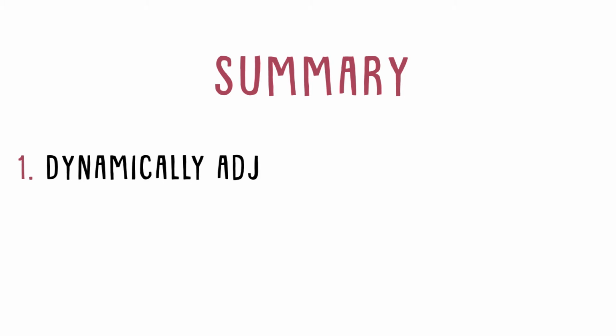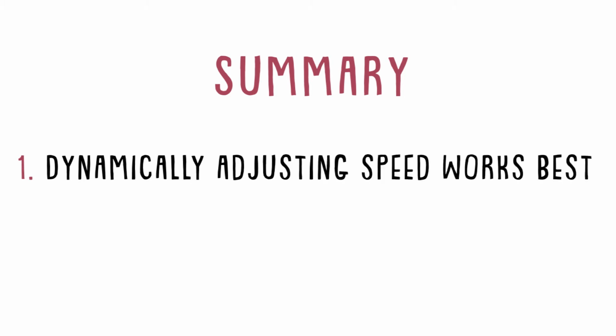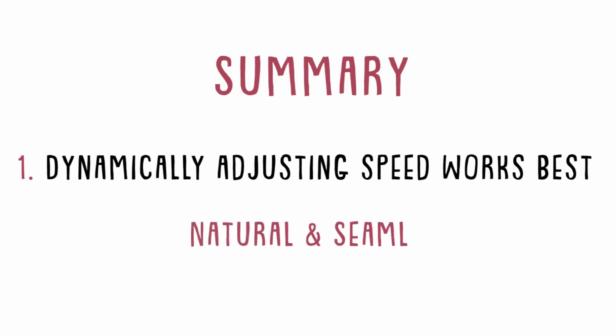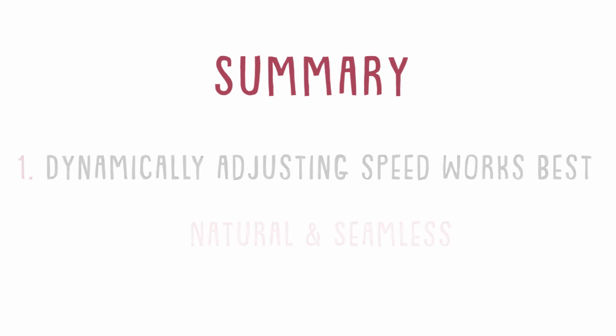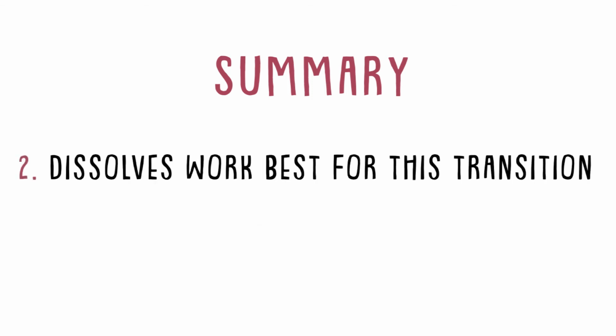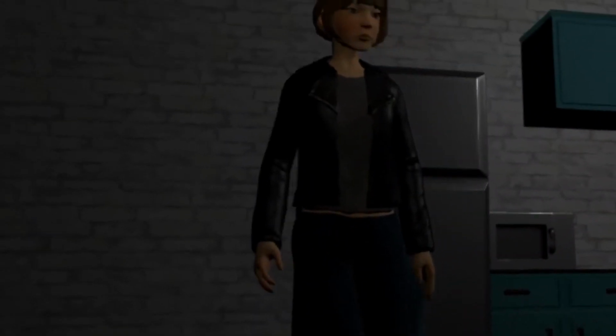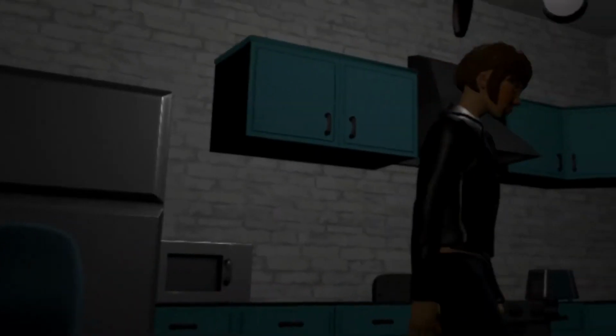So in summary, here were a few takeaways we learned about executing this transition properly. Dynamically adjusting the speed of the character's movement based on guests' attention seemed to work best, as it made both the character's movement and the transition appear natural and relatively seamless. And with this kind of transition, dissolves work best, as the transition lends itself to emotionally fraught scenarios due to the character walking away from you by design.